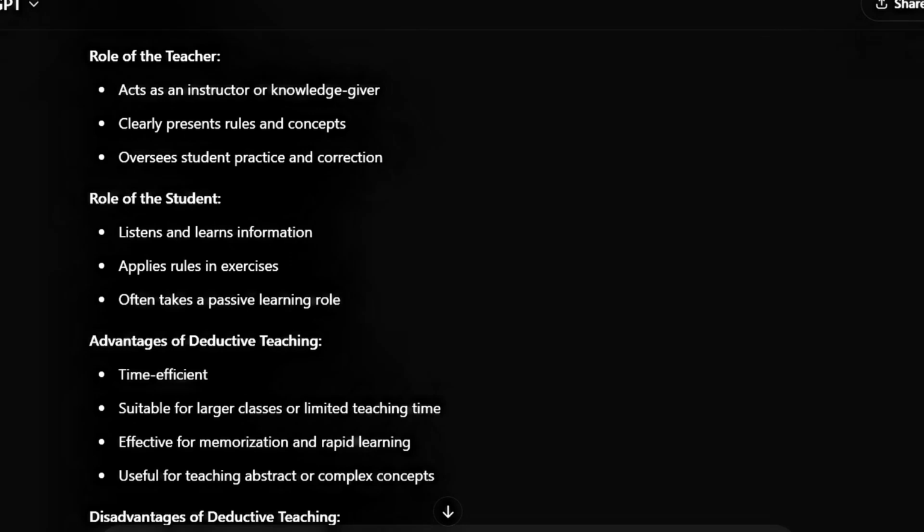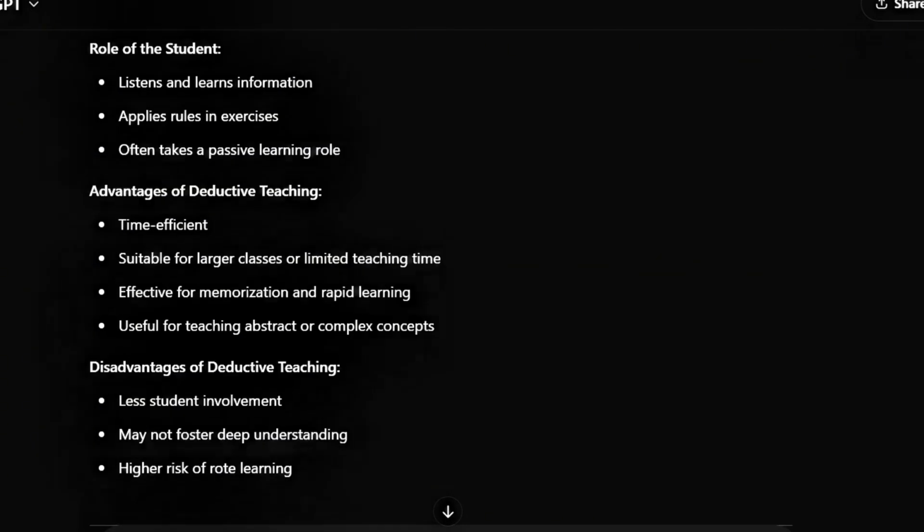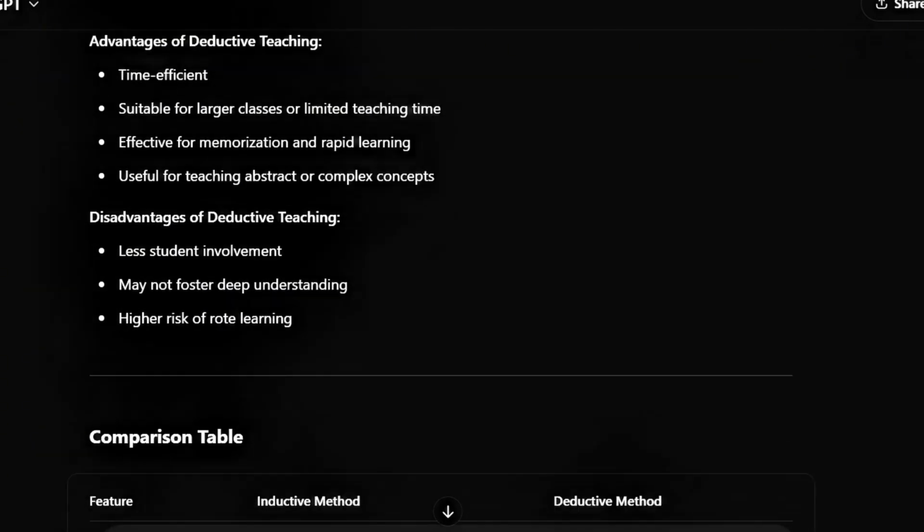Advantages of deductive teaching: time efficient, suitable for larger classes or limited teaching time, effective for memorization and rapid learning, useful for teaching abstract or complex concepts. Disadvantages of deductive teaching: less student involvement, may not foster deep understanding, higher risk of rote learning.